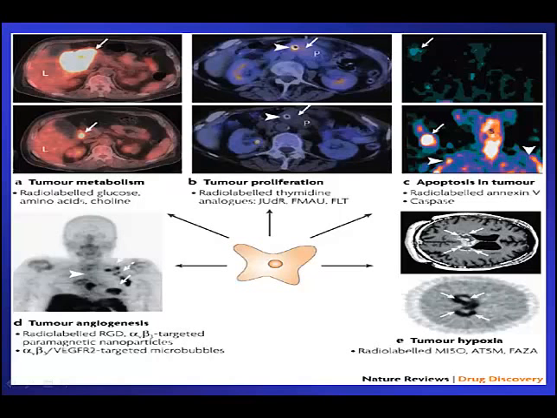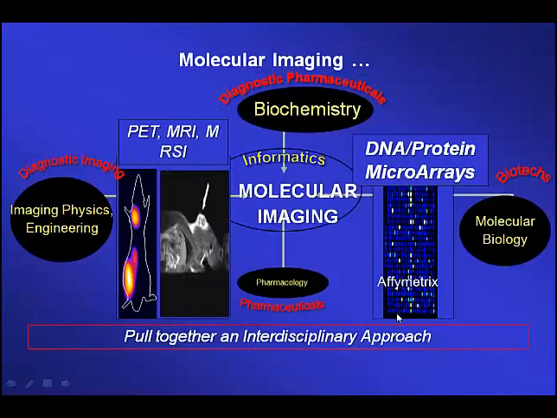For example, F18 FDG is not specific, but we want to develop targets for PET radiopharmaceuticals to be more specific. So we will look at tumor metabolism with other agents which should be specific to detect that metabolism. Proliferation, apoptosis, hypoxia, and angiogenesis. All of these will lead toward specification of these agents. So if we combine it with the new technologies, we will get a better idea or picture about the disease.